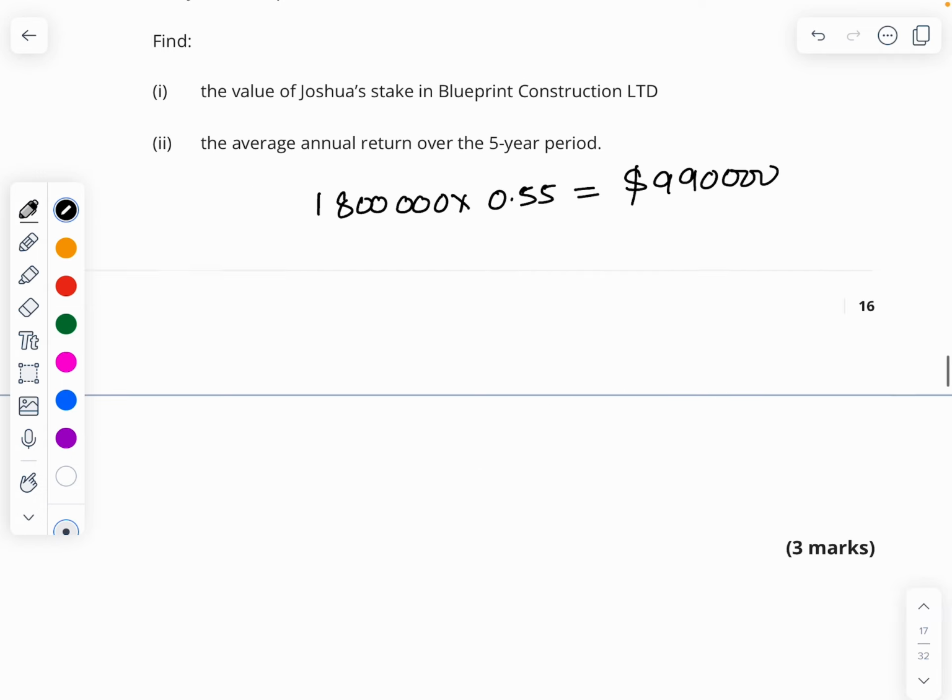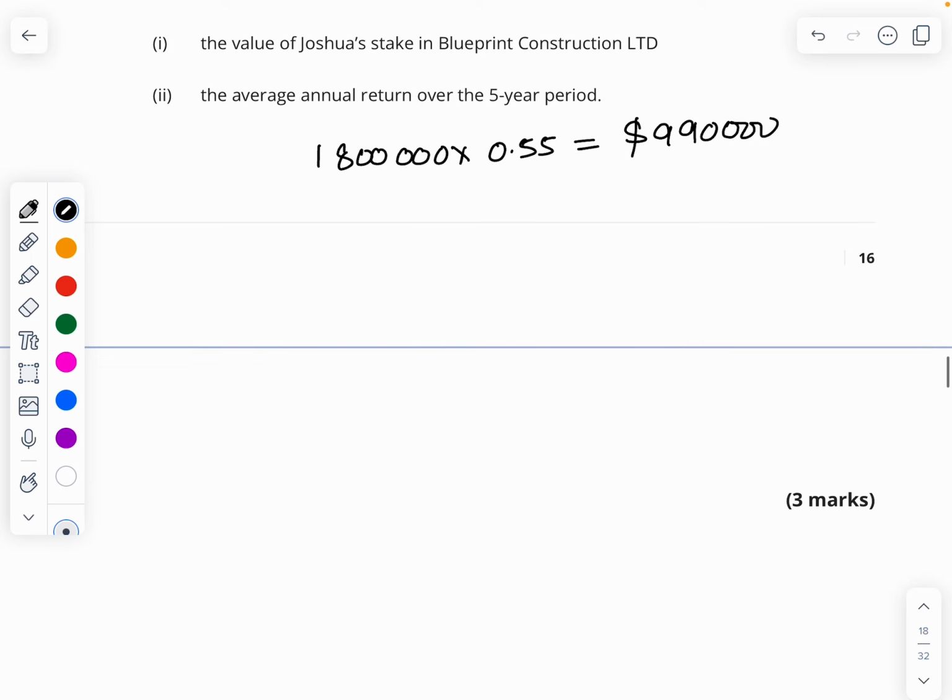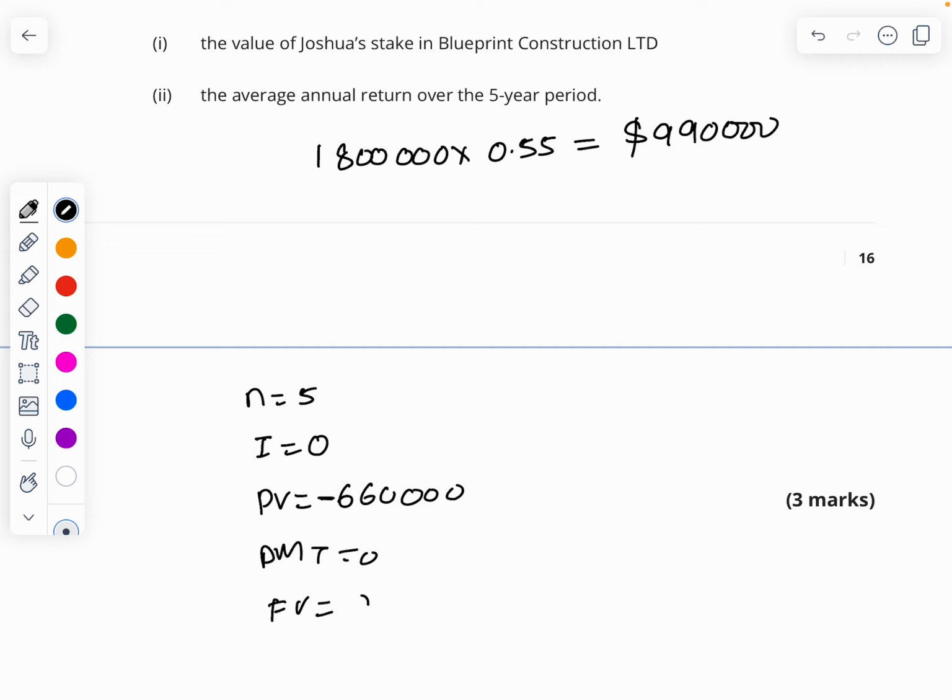Now the average annual return for the 5-year period. So N is going to be 5. Interest rate we are going to calculate. Then present value is his investment. It is going from his pocket, so it is minus 660,000. Then PMT is 0. Future value is going to be 990,000. He is going to get it back.